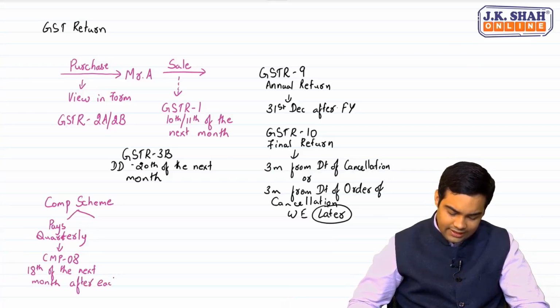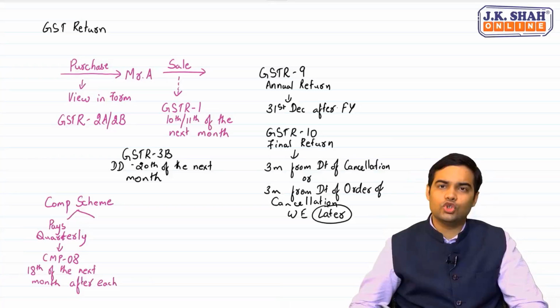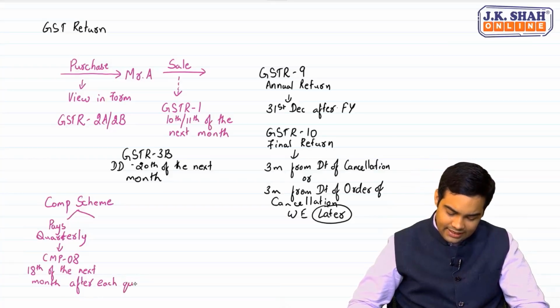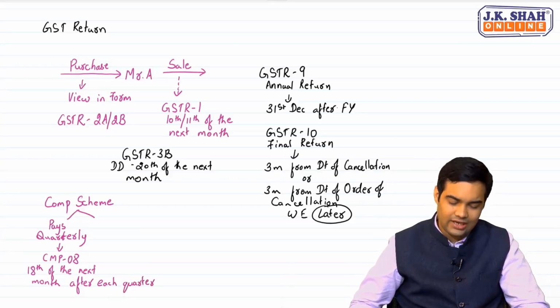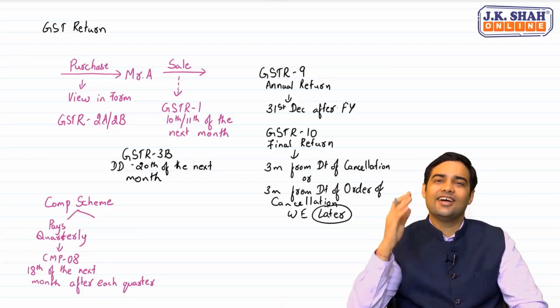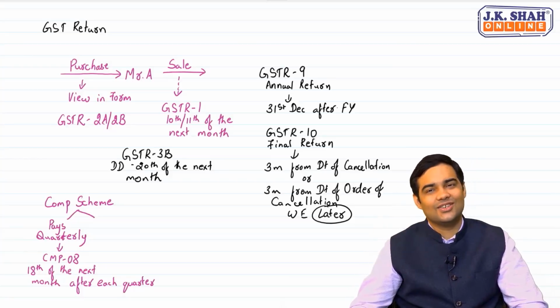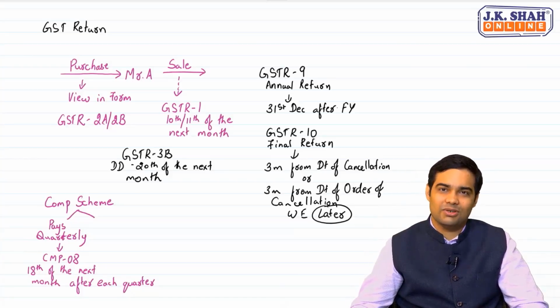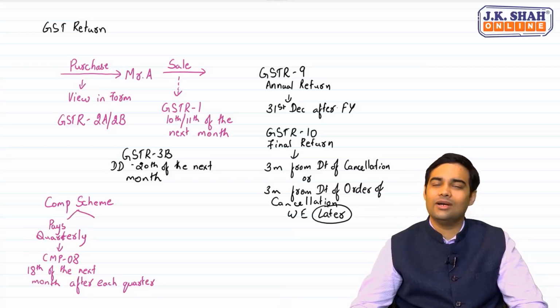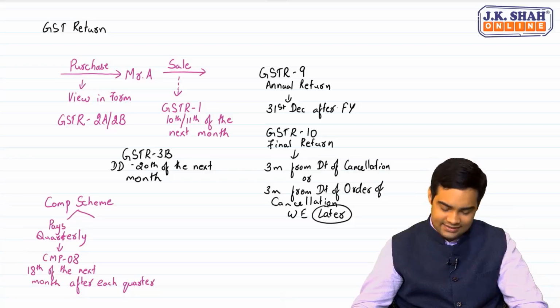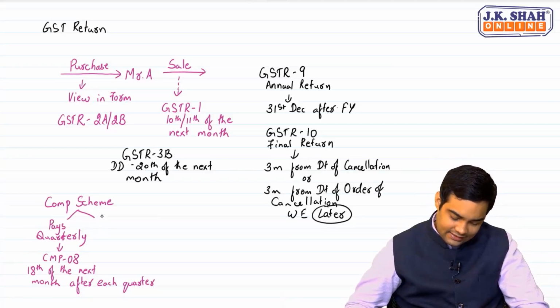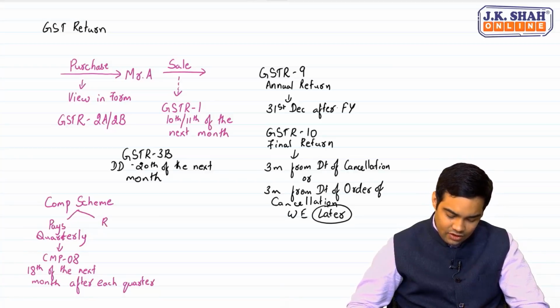If I were to take an example, April to June, the due date would be 18th July, and for July to September, the due date would be 18th October. That's the payment due date because he pays quarterly in a form called CMP08. Then he has to file a return on an annual basis, that is GSTR4.